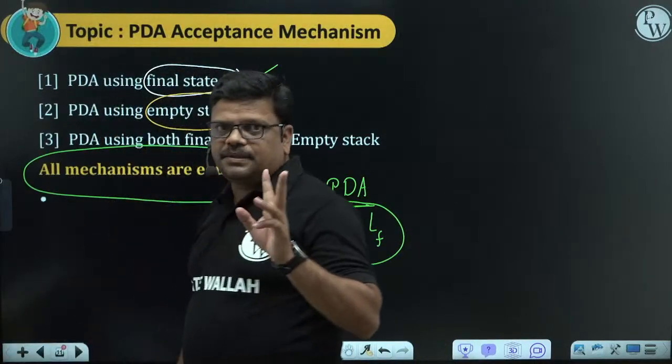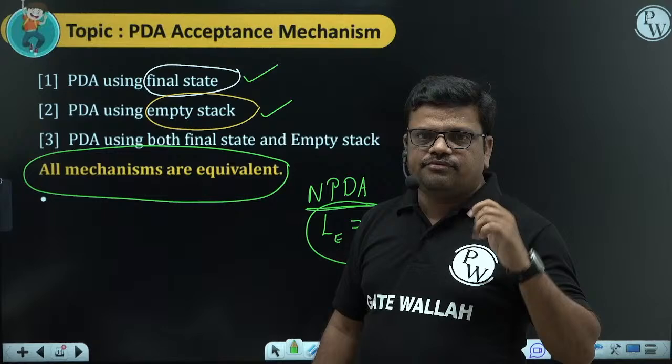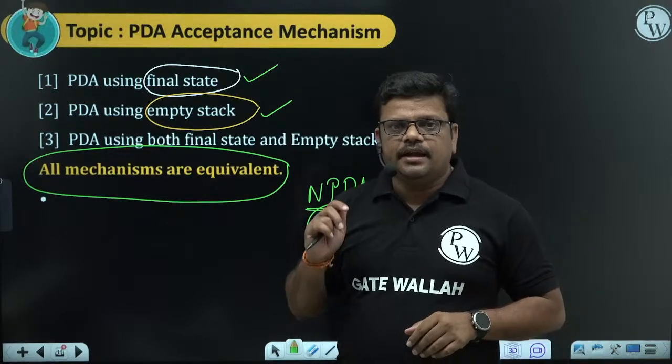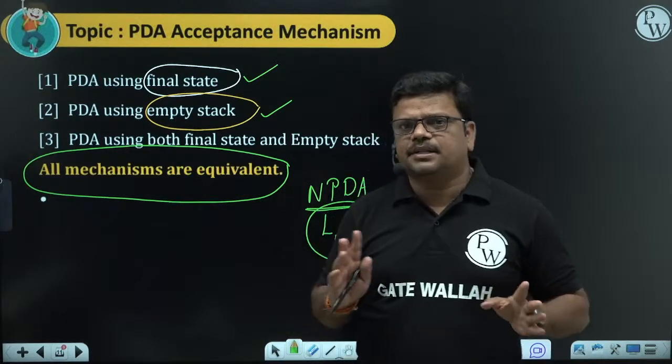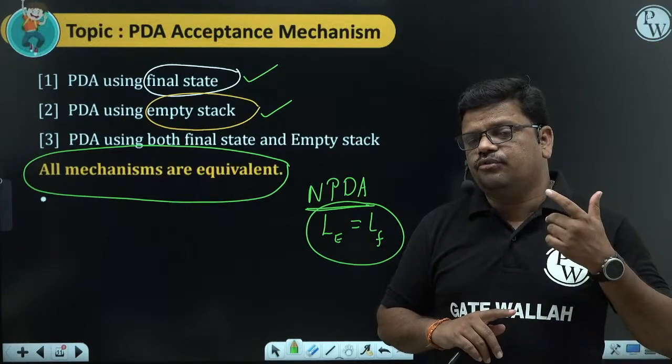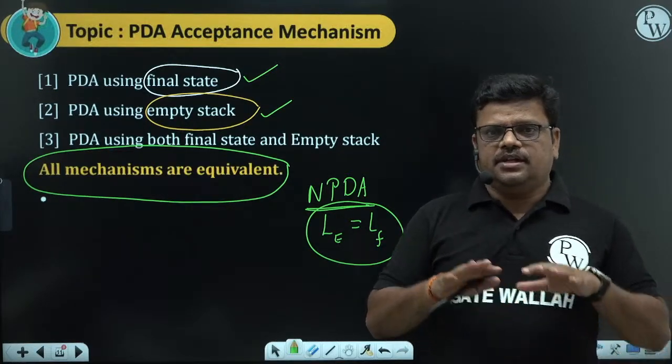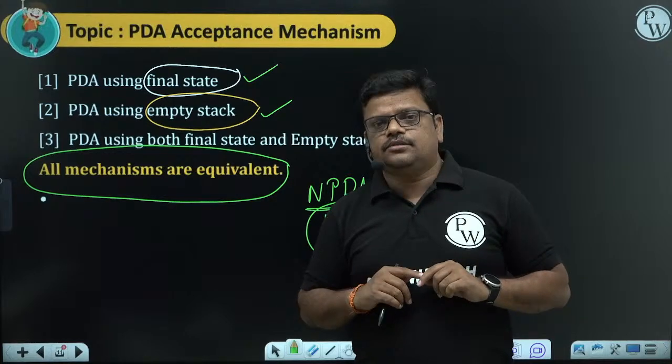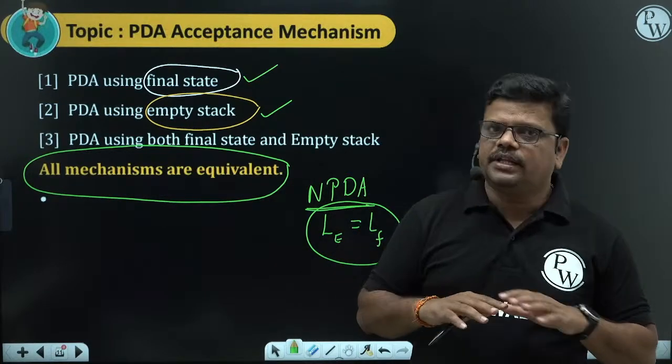Then acceptance methods. We have two acceptance methods: acceptance by final state and acceptance by empty stack. In the case of non-deterministic PDA, these acceptance methods show equality. In the case of deterministic PDA, they are not equal.